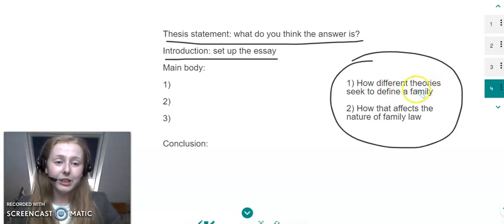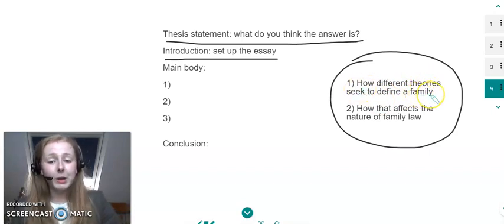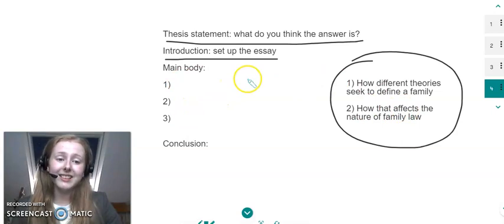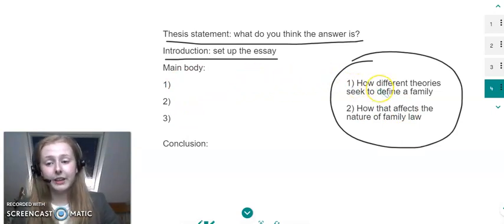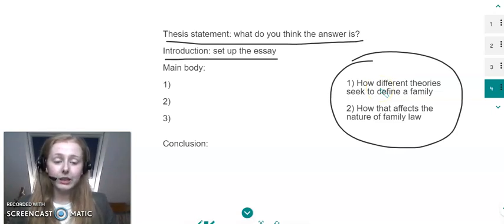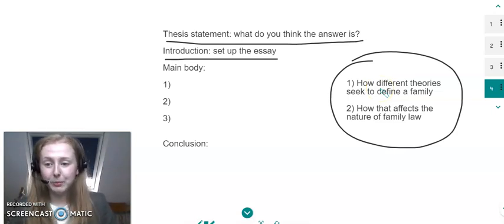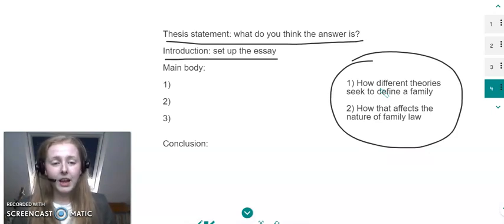So when it says how theories seek to define a family, how I would approach this is potentially giving 3 different theories as points 1, 2, and 3. And then, when you're saying the theory, say how that affects family law. Then that incorporates both parts of the question into each of your 3 points, if that makes sense. So it really does bring them all together. It gives you enough depth for both aspects of the question, and it really helps you nail what the question is asking.